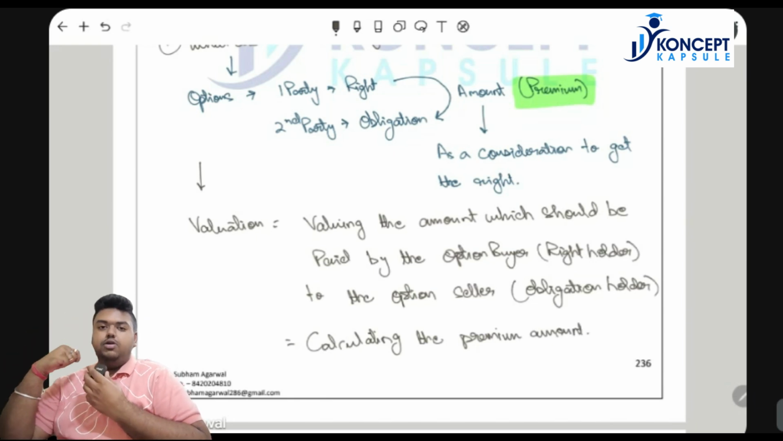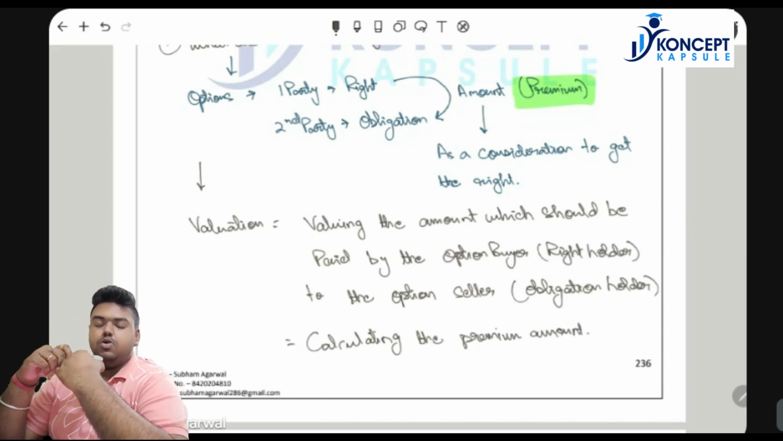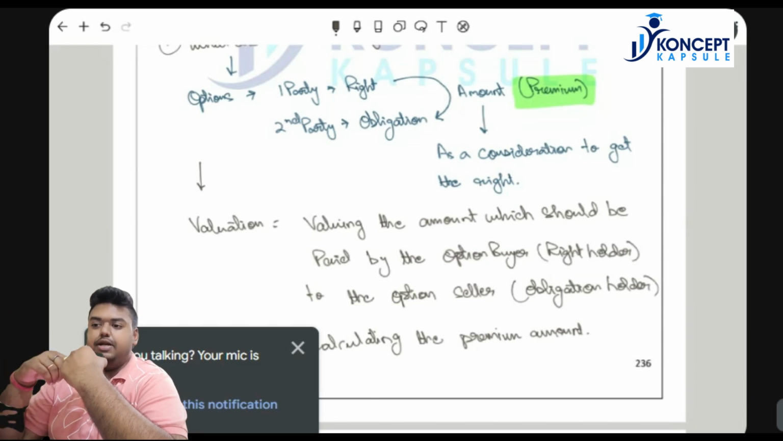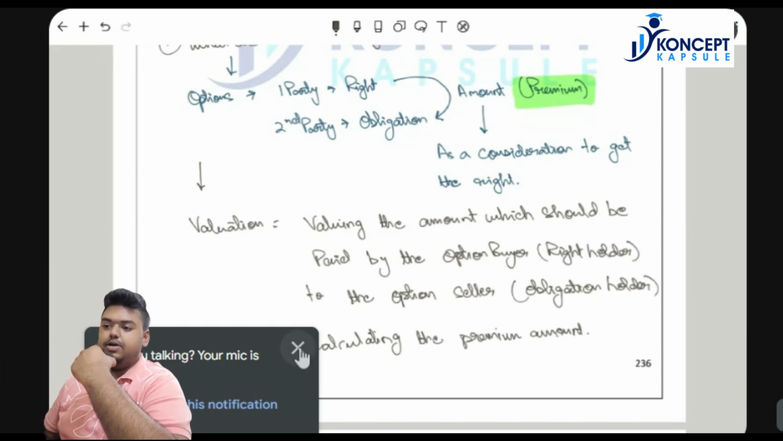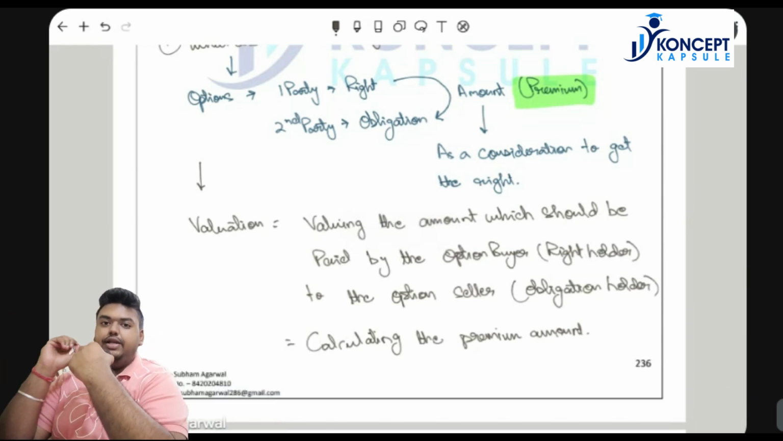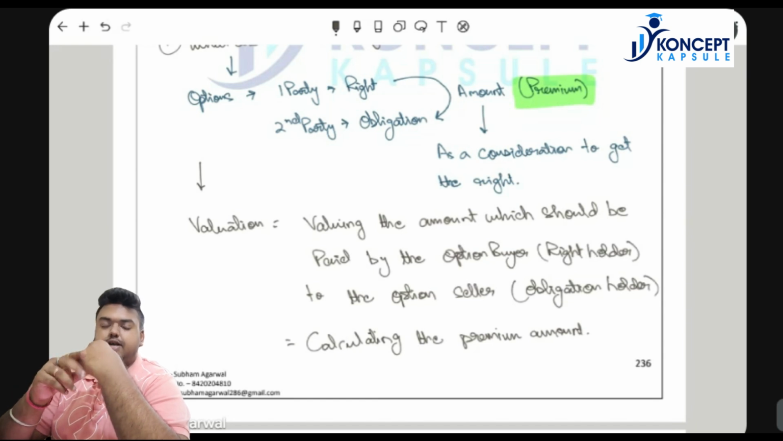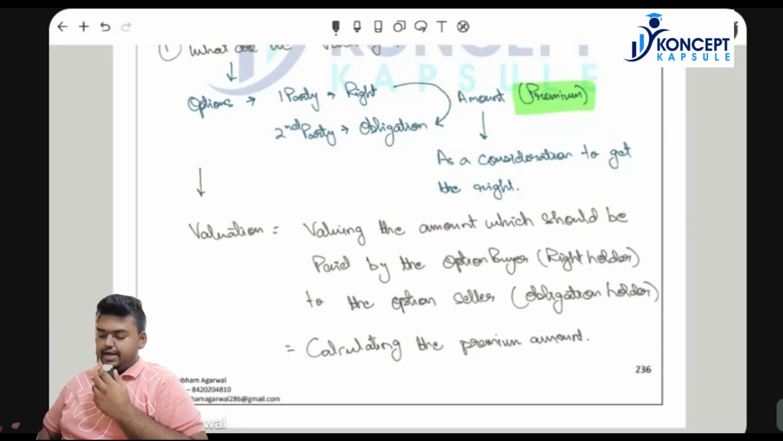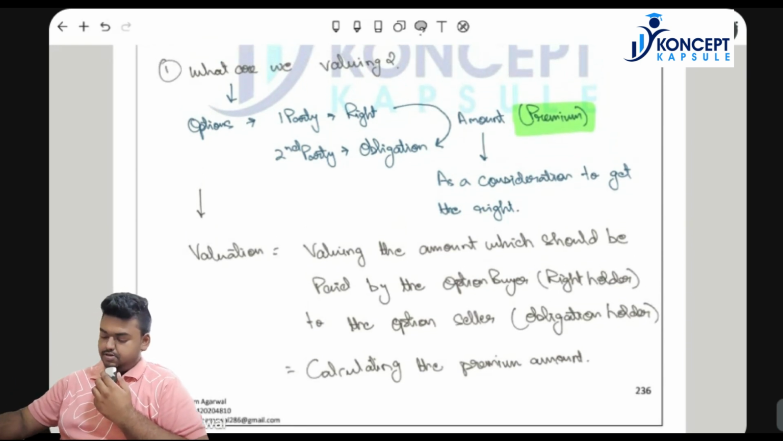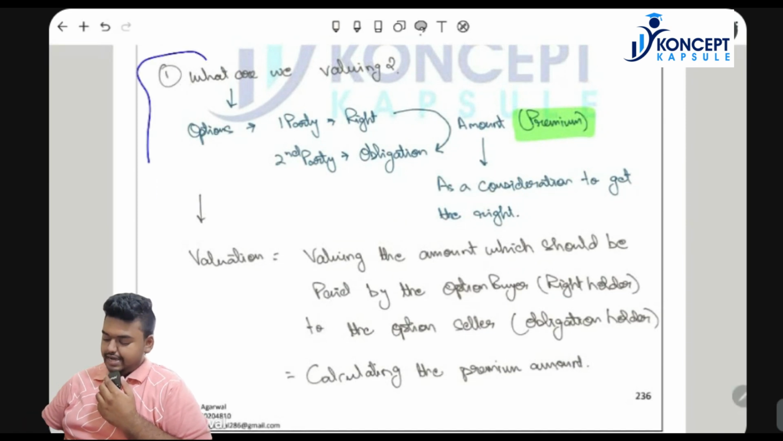So when we talk about valuing an option or valuing a derivative using a one-period binomial model, we are nothing but calculating the amount of premium that should be paid by the option buyer to the option seller. Guys, are we clear? I hope we are clear with this simple understanding. What are we actually valuing?